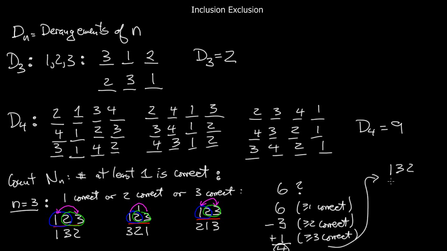So the number of arrangements where at least one number is correct is 4, and that plus the number of derangements, 4 plus 2, is equal to 6. So this is the inclusion-exclusion counting here, this alternating sum, which gives me the right number. Okay, let's go over that again.